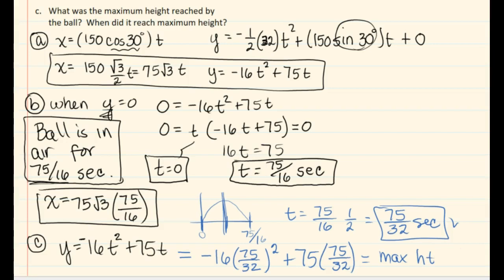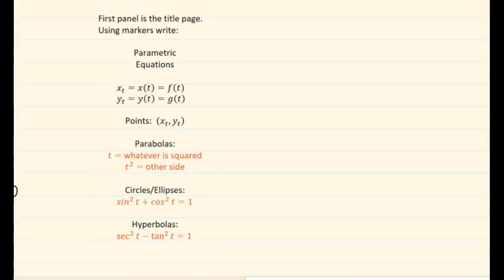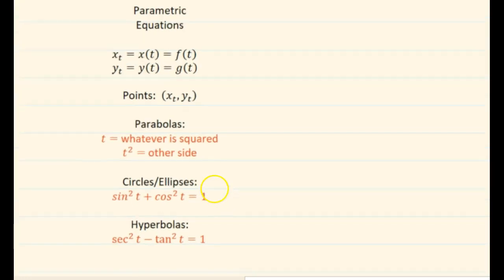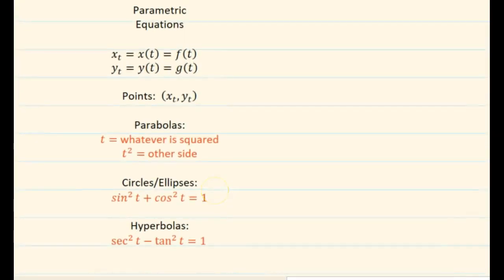But what I do want to do at this time is to go to the very front of our trifold and finish some information there. As you can see here, our first panel was our title page, and we're going to have parametric equations on there. We already have this part written, but I do want to add this part right here under parabolas: if we're looking for the parametric equation, we let t equal to whatever is squared, so whatever that parenthesis is, and then we let t squared equal to the other side.